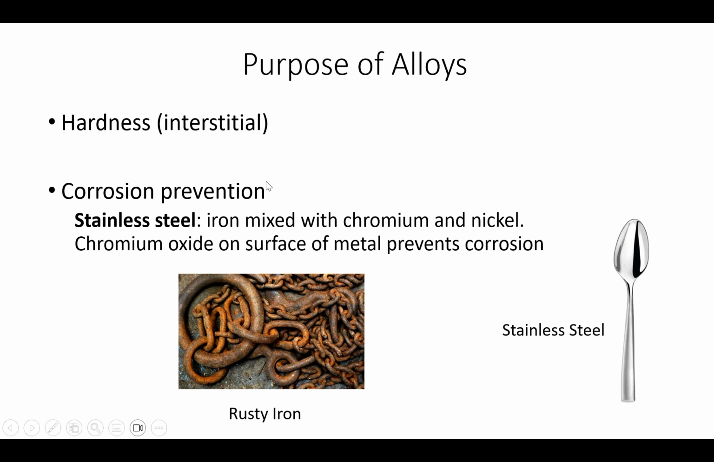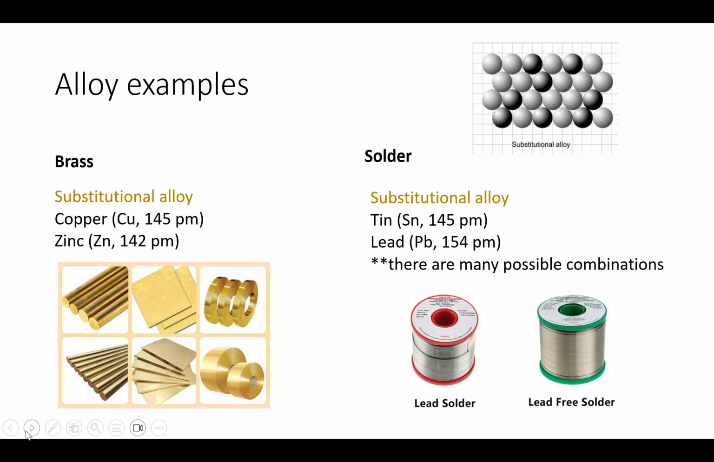You could also have alloys for corrosion prevention, right? Like stainless steel. This alloy will end up with nice silverware that will not corrode, okay? And stainless steel is iron mixed with some chromium and nickel as well. So that chromium oxide on the surface prevents some corrosion. And yeah, here's some other examples of alloys.